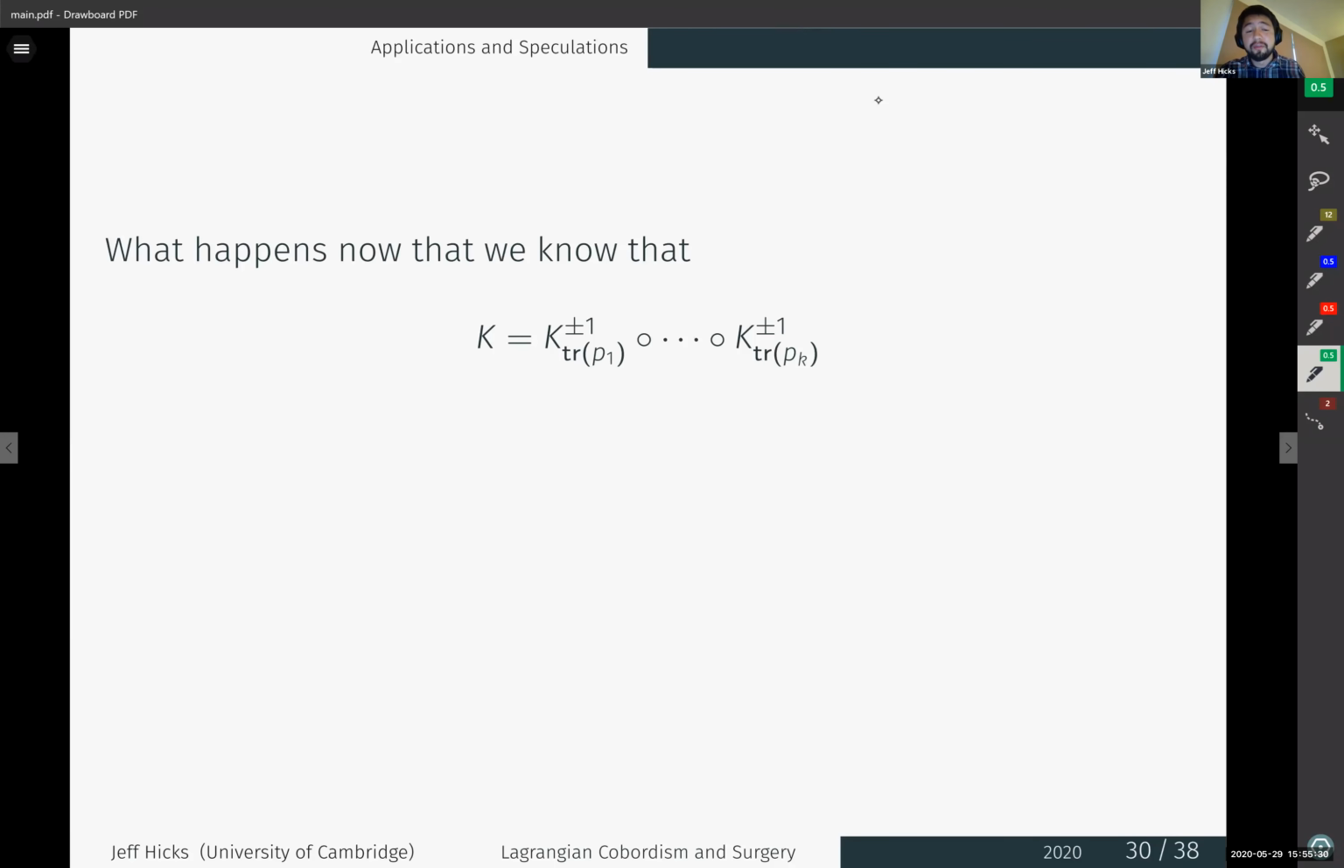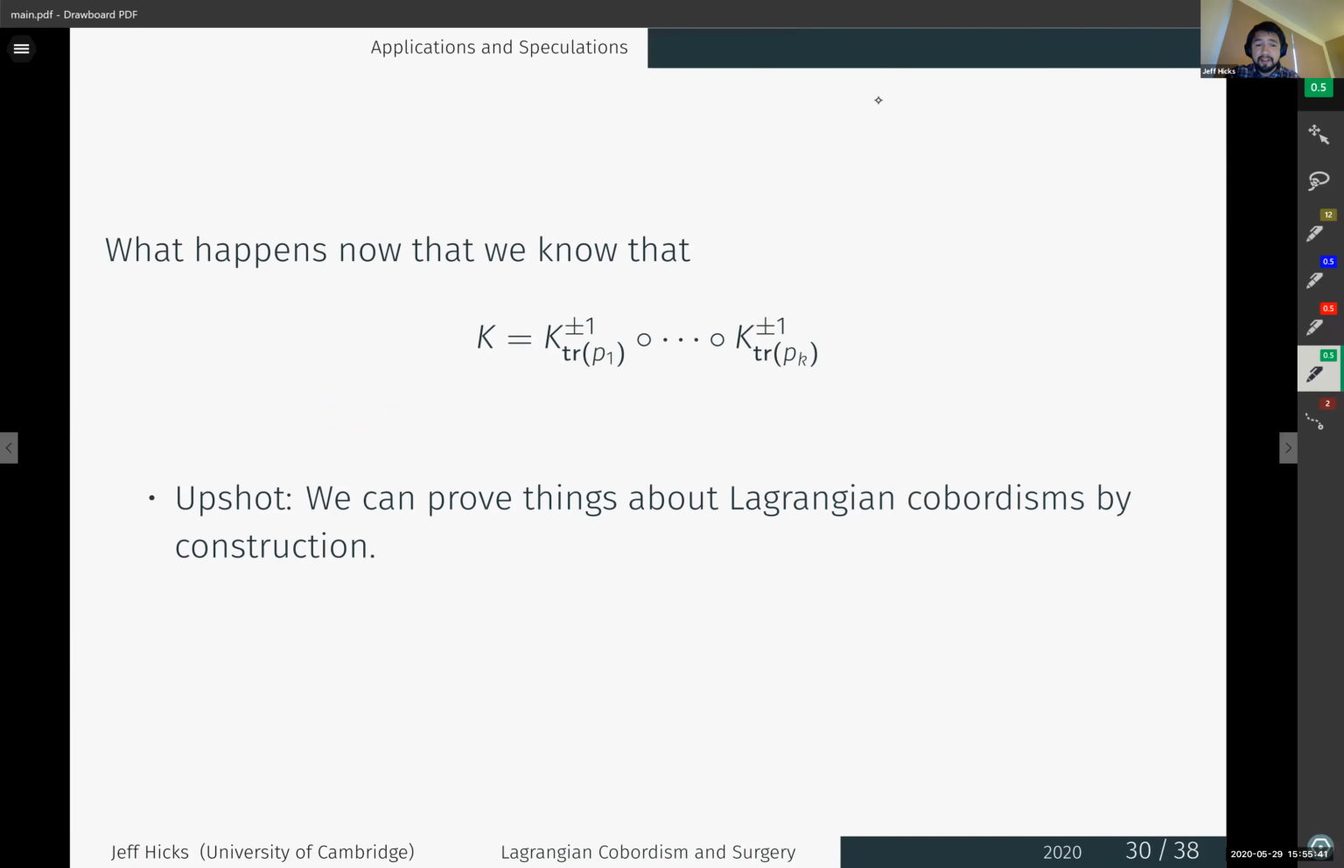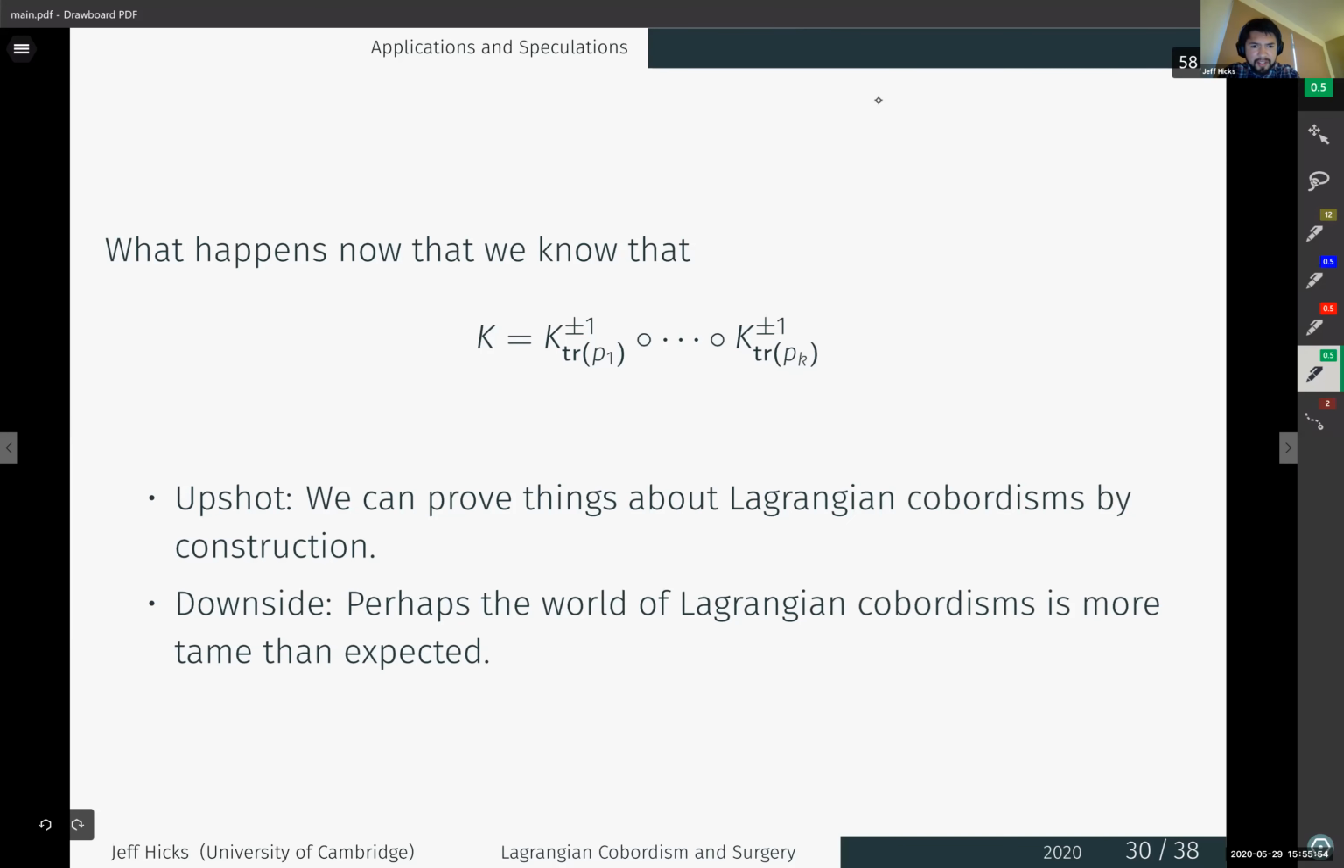Okay, so what happens now that we know that a Lagrangian cobordism can be broken up into the composition of surgery traces and anti-surgery traces? Well, an upshot is that you can prove things about Lagrangian cobordisms by construction. So you prove it for trace cobordisms and anti-surgery trace cobordisms and then you prove that the property holds under composition, and then you're good. Maybe a downside is that the world of Lagrangian cobordisms is perhaps a little more tame than we would have hoped for. So these are the only Lagrangian cobordisms that you can build, so you're not going to find anything truly exotic inside of this world.